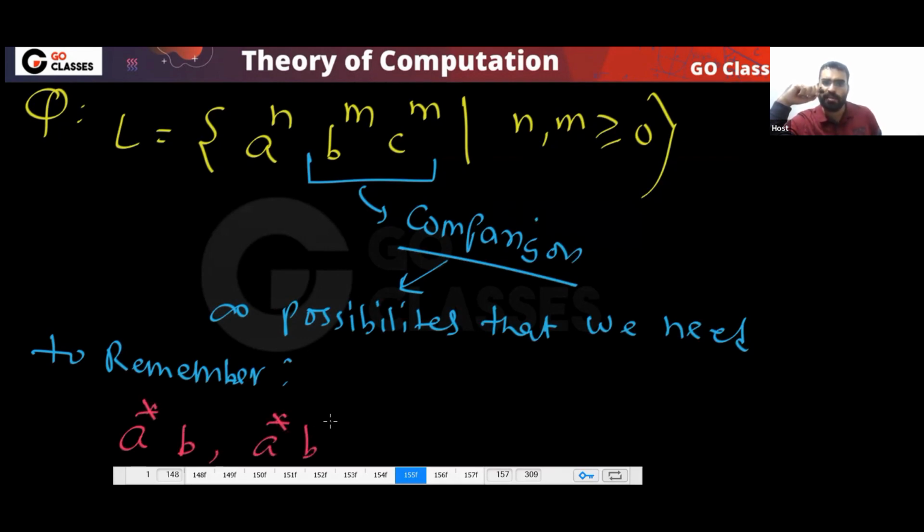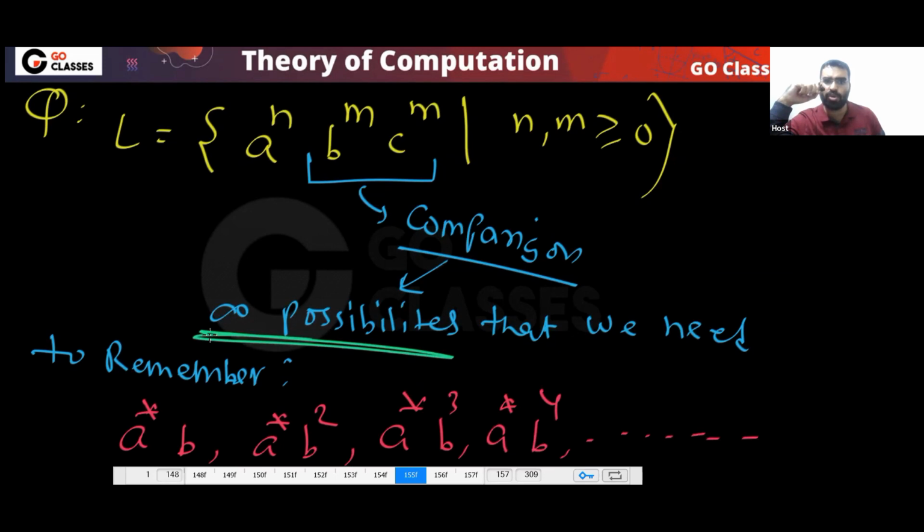Any number of A, then B square. Any number of A, B cube. Any number of A, B power 4. Can you notice? These are the infinite possibilities we need to remember. Do you agree or not? These are the infinite possibilities we need to remember.